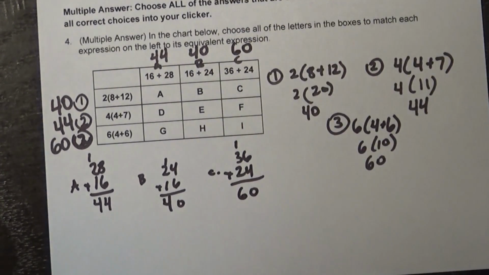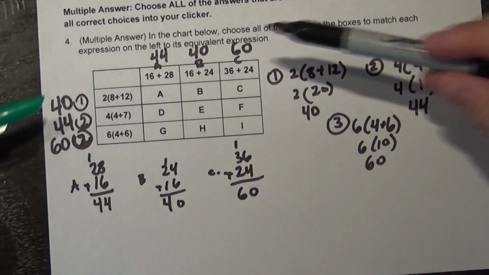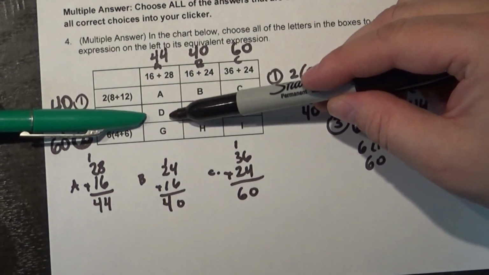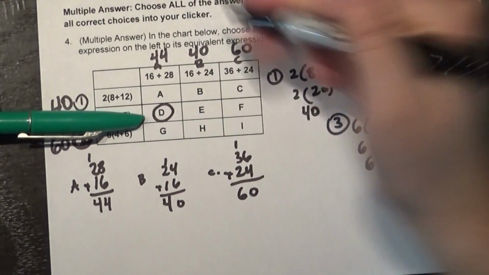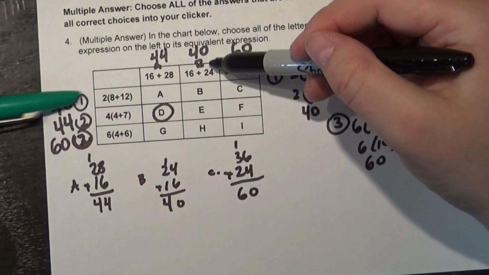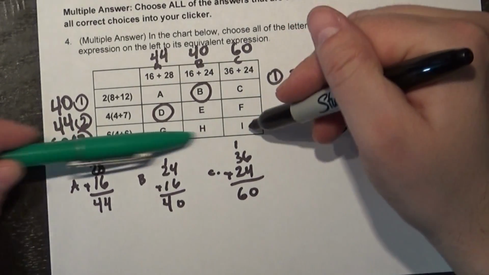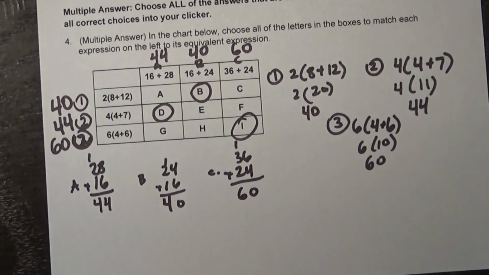So now it's just a matter of matching them up. So take a look. I have 44 here. I have 44 there. So my answer is D. I have 40 here. I have 40 there. So my answer is B. I have 60 here and 60 here. So my answer is I. There's going to be one answer on each line for our quiz, just like there is today.